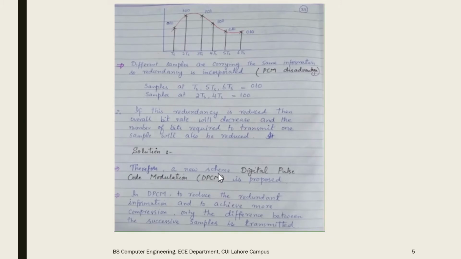Therefore, a new scheme, differential pulse code modulation, was proposed, and the main principle of DPCM is that we reduce the redundant information, and to achieve more compression only the difference between the successive samples is transmitted. So now we are not transmitting each sample, but we are transmitting the difference between two samples. So this is the main working principle of DPCM.